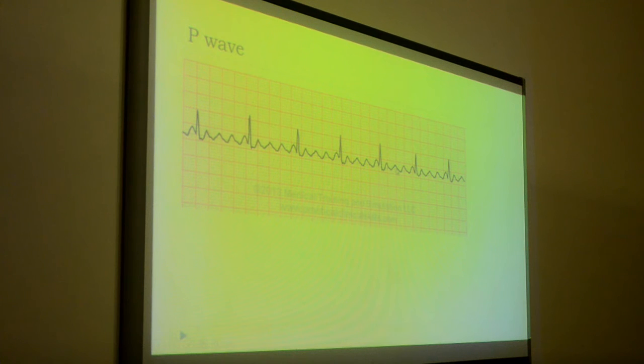Atrial heart rate is like, look at this. It's almost 300. It's almost one box between them. The atria is firing at almost 300 beats per minute. And you see the pattern. It looks like the teeth of a saw. Chainsaw. Yeah. Sorry. What is this? Sawtooth appearance. What is the diagnosis of a sawtooth appearance? Atrial flutter.